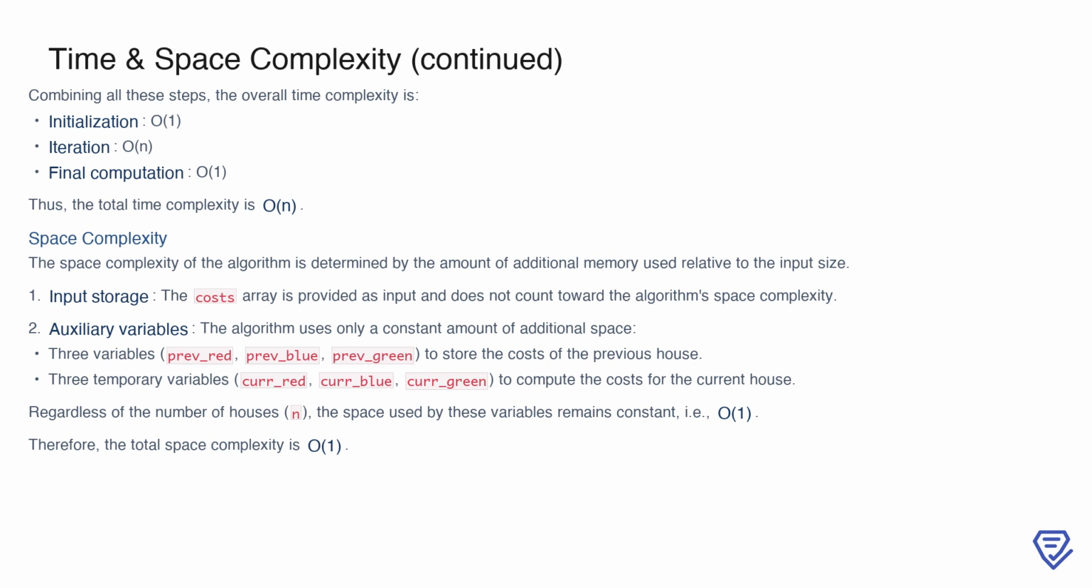Now, for the space complexity, we only consider the additional memory used by the algorithm relative to the input size. Since the input costs array is provided, it doesn't count toward space complexity. The algorithm uses 3 variables to store the costs of the previous house and 3 more variables to compute the costs for the current house. This totals to a constant number of variables, independent of the number of houses. Thus, the space complexity is O(1).